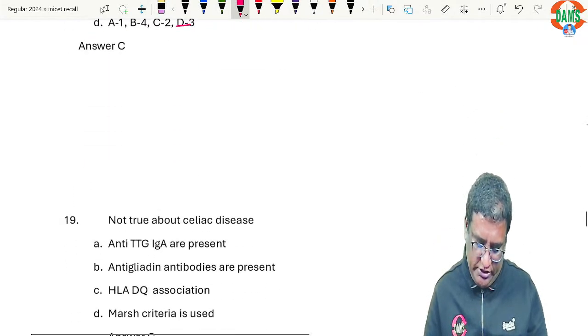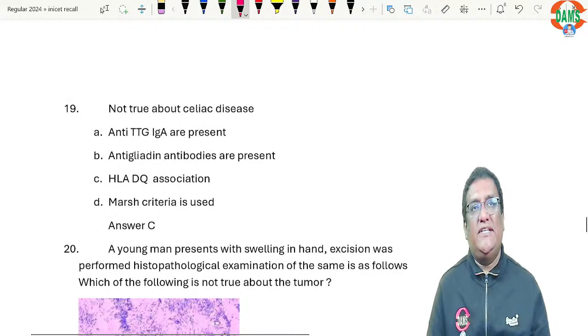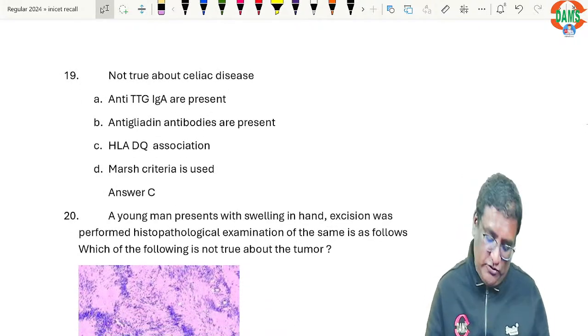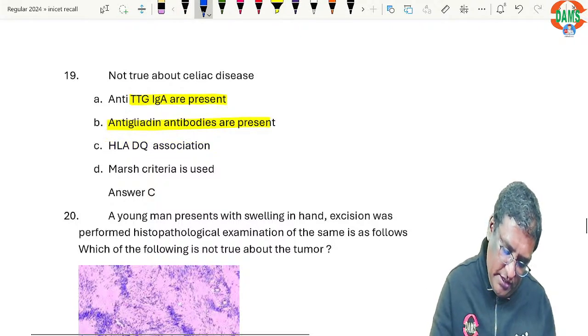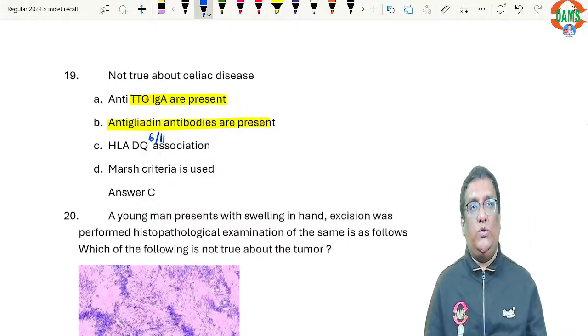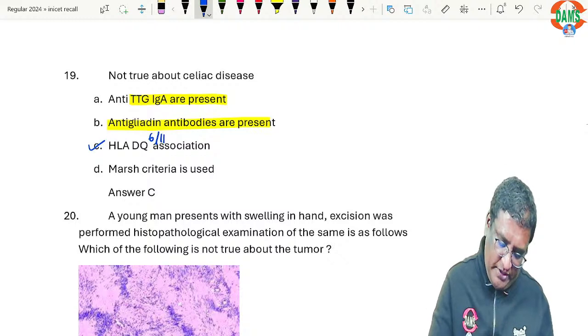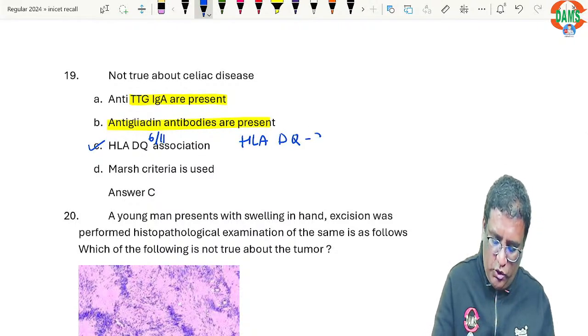Okay, next question. Not true about celiac disease. Again, so many times we discussed. Anti-TTG IgA are present. Anti-gliadin antibodies are present. HLA DQ, I think a misprint here. DQ 6/11 was given, 6/11 association. That is a false statement.